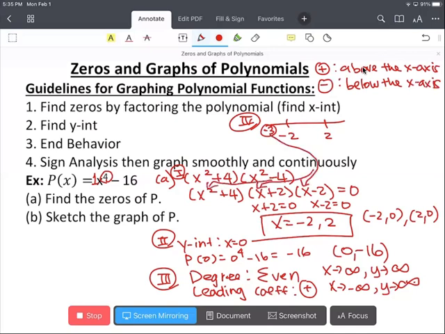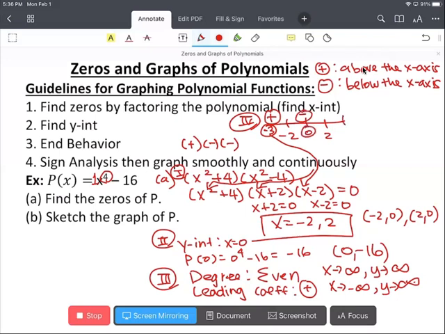Then I know that -3 squared plus 4 gives me a positive value. -3 plus 2 is a negative value. -3 minus 2 gives us a negative value. And when I multiply positive times negative times negative, it gives us a positive value. So we have a graph above the x-axis. For the next test point, I'm going to use 0, but from step 2, we know that we have a y-intercept at (0, -16). -16 is negative, so we have a graph below the x-axis.